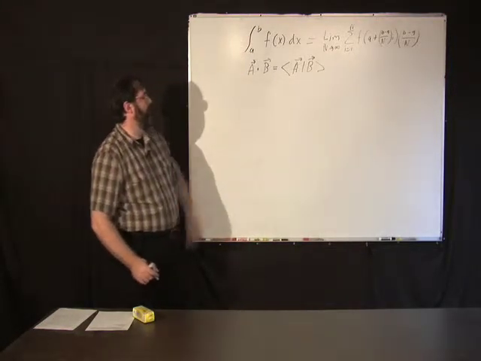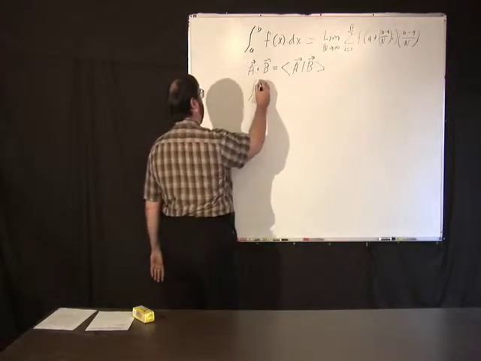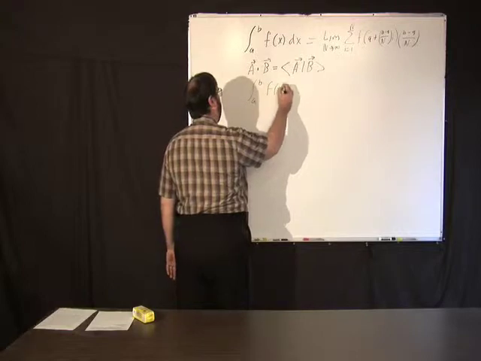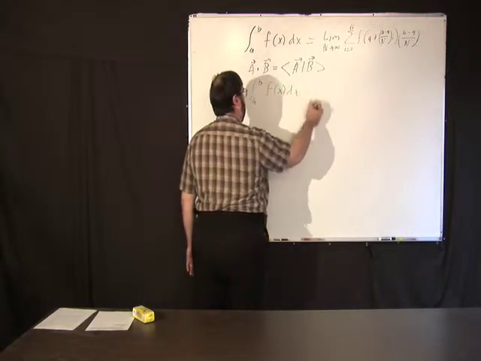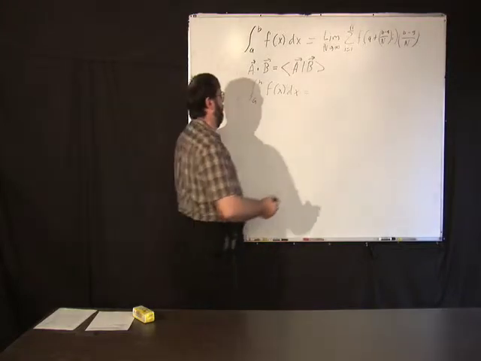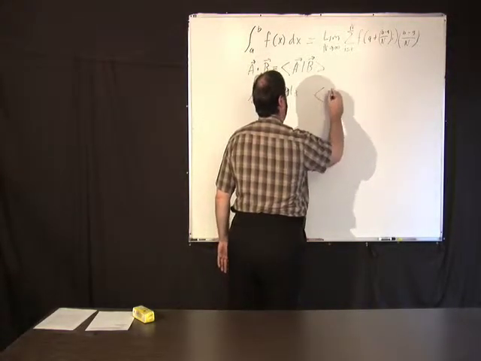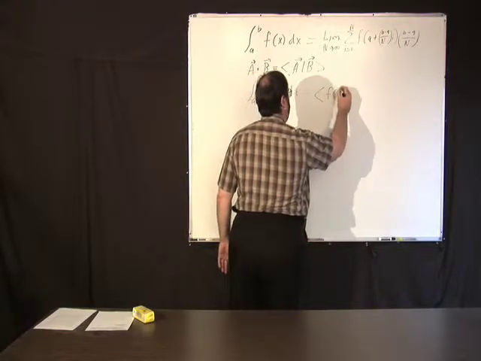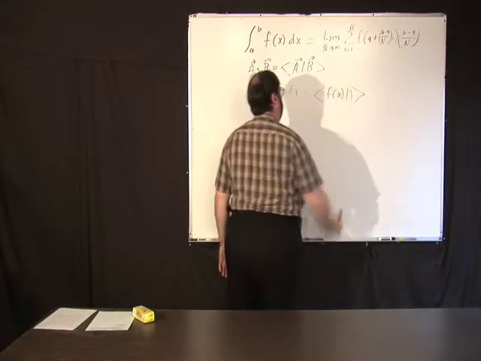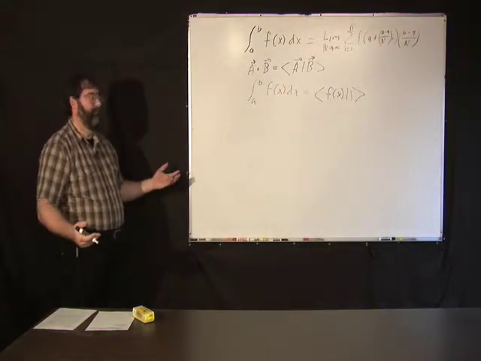Well, this thing you might be able to say is the integral from A to B of f of x dx. On that interval A, B, you could define an inner product, and this is just sort of the inner product of a function with 1, like the function 1.